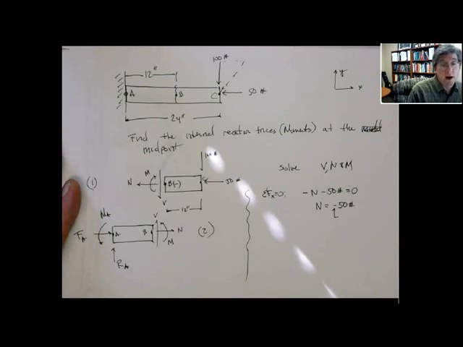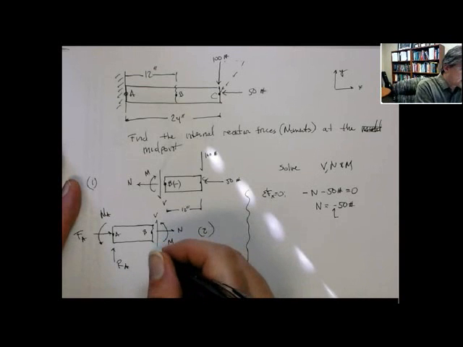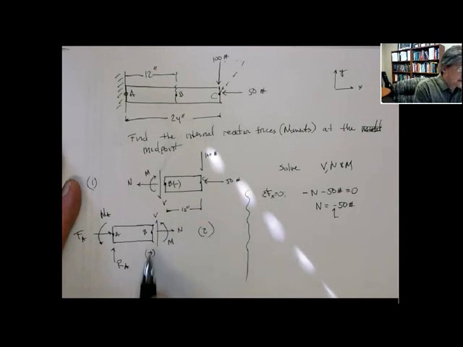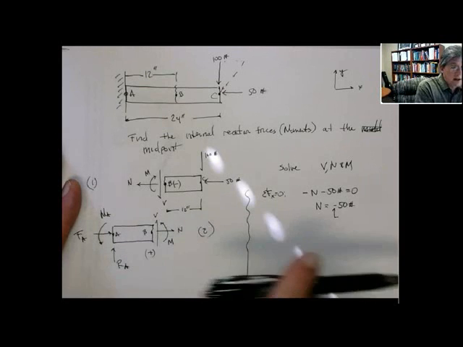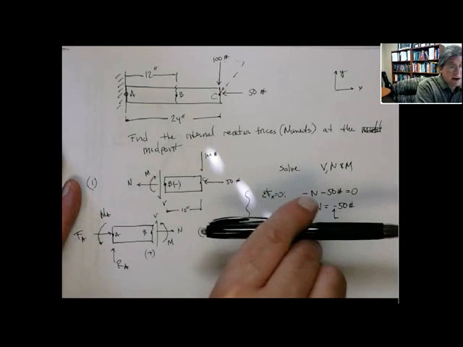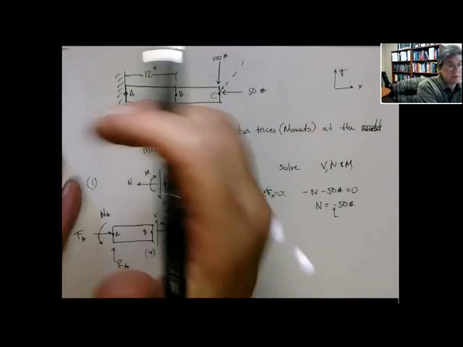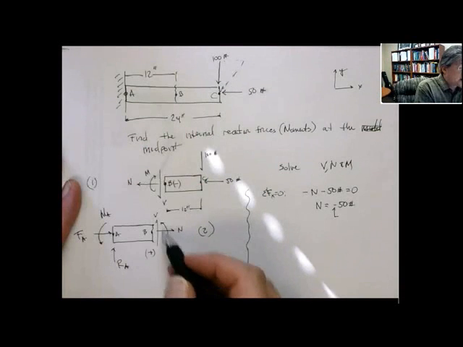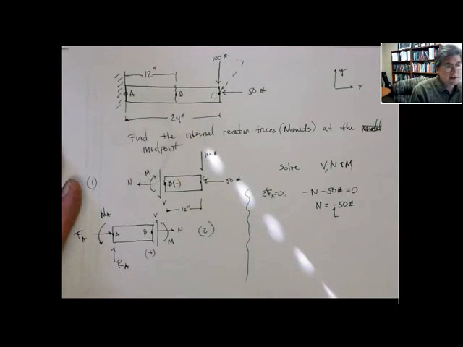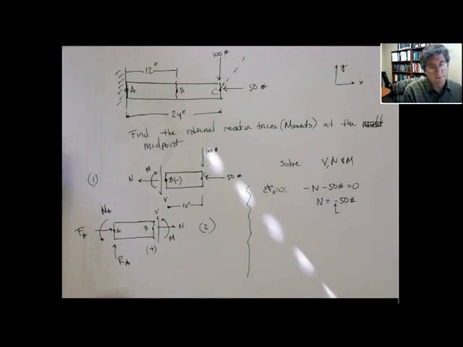Sometimes when I do problems, I'll talk about a positive face and a negative face. In this situation, this is a positive face because the outward normal of that cut face is in the positive x direction. So you can see the normal vector is in the positive direction, the V is in the positive y, and the moment is in the positive z direction. They are all flipped on this. Again, you can pick either.